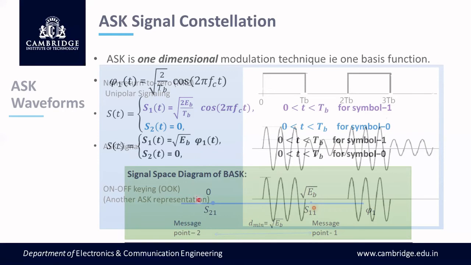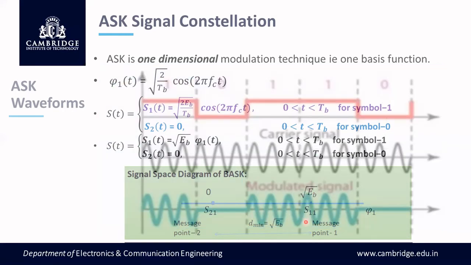In detection of the signals, root TB and 0 are two points in signal space representing message point 1 and message point 2. I have shown three waveforms together. Message point 1 is bit 1, message point 2 is bit 0. The first one is NRZ. The gap between these two is root TB minus 0, which is root TB. So unipolar NRZ is the signal which represents ones and zeros using rectangular pulses, and root TB is the minimum Euclidean distance established between the two points in signal space.